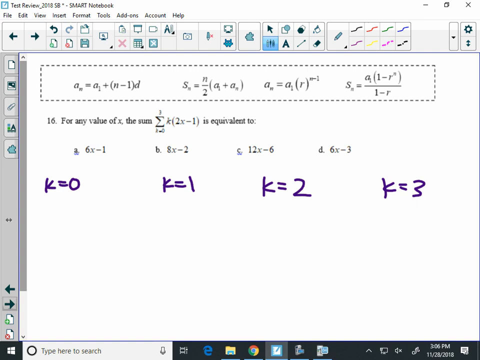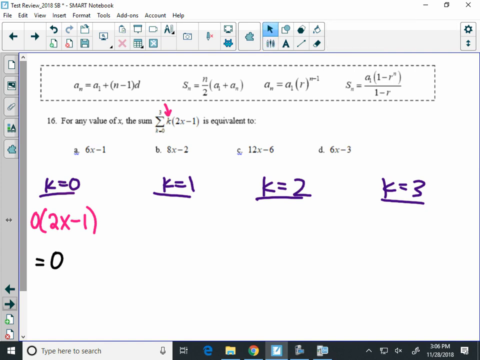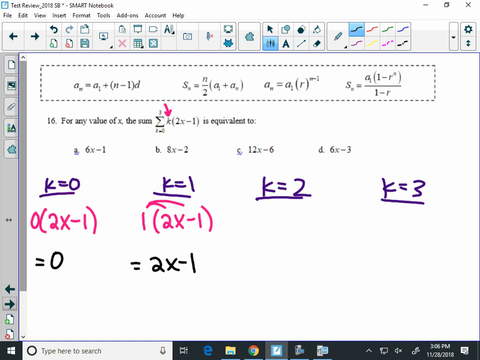Okay? So for k equals 0, I'm going to put 0 in for k. So we'll have 0 times (2x minus 1), and 0 times anything is 0. So 0 is one term in the sequence. That's the first term. For k equals 1, I'm going to do the same thing. 1 times (2x minus 1). Well, when I distribute the 1, that doesn't change the value. I just get 2x minus 1. So that's a term in my sequence. 0 is a term. 2x minus 1 is a term.